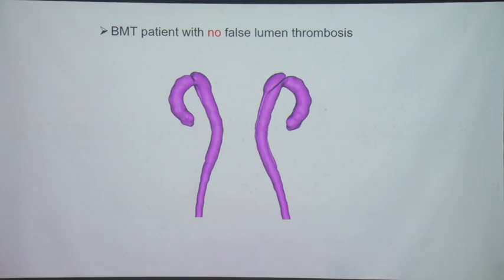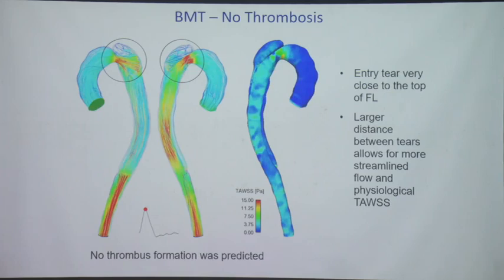So we found another patient who is medically treated and has not been treated with surgical procedures. In this patient, there is no false lumen thrombosis. Obviously, this patient will be treated, but before that, we wanted to test our model. There is no thrombus formation in this case. What will we get from our model? In fact, in this case, I think no thrombus formation.